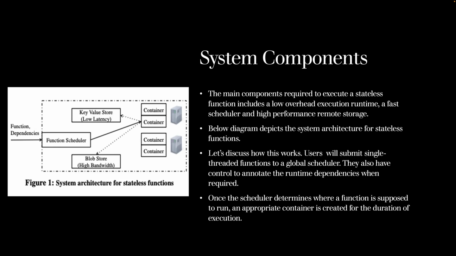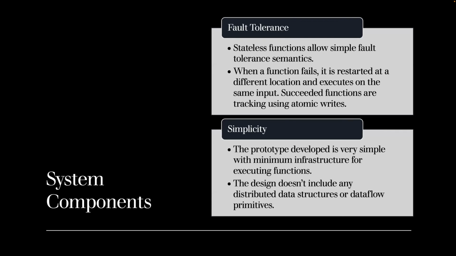Next, let's go through some of the features of the system. They are simplicity and fault tolerance. As I have mentioned earlier, to talk about the simplicity, the prototype developed has a minimum infrastructure with a simple API. It does not include any complex functions, data flows, or any distributed data structures. The other one is fault tolerance. Whenever a failure occurs, it will be restarted at a different location, and it can execute on the same input. Wherever it is stopped, it will execute from that point.